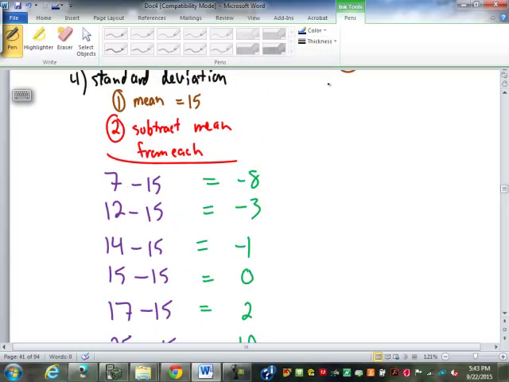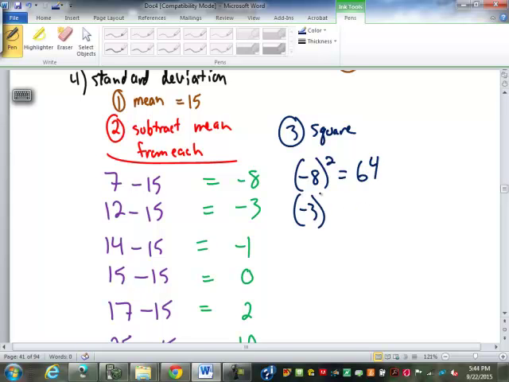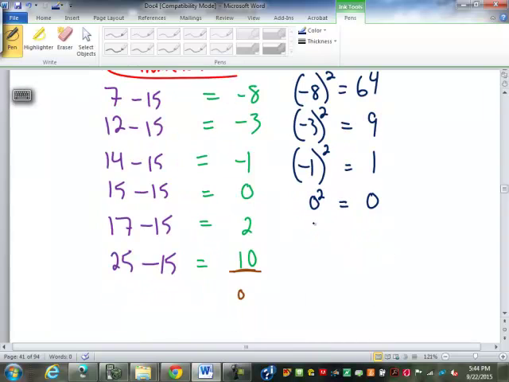So now what is step 3? Square them. So negative 8 squared is 64. Negative 3 squared is 9. Negative 1 squared is 1. 0 squared, 0. 2 squared, 4. And 10 squared is 100.